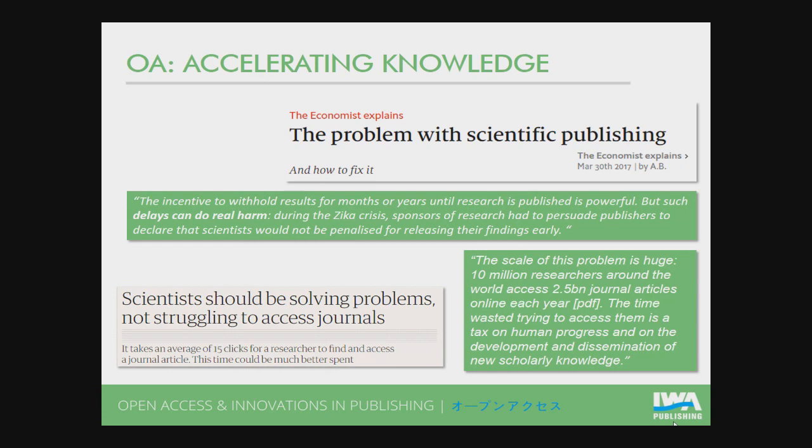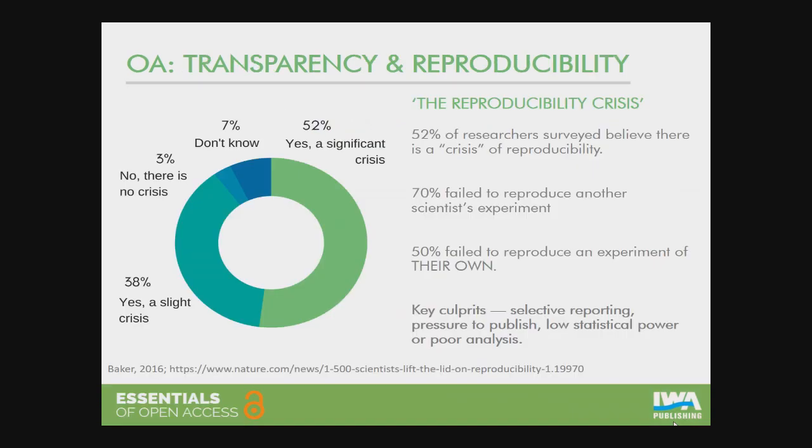Secondly, there's some studies that have looked at the amount of time researchers take to try to find research. And with open access, you can access it immediately. You don't have to go from one journal and hit a paywall to another journal and hit a paywall. You'll get that paper immediately.